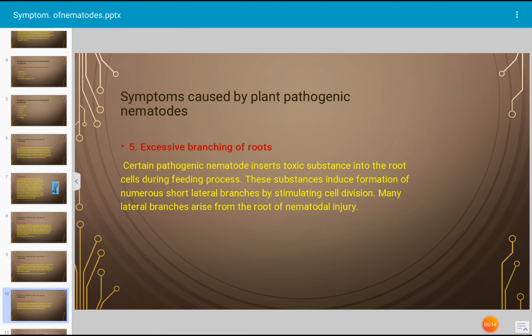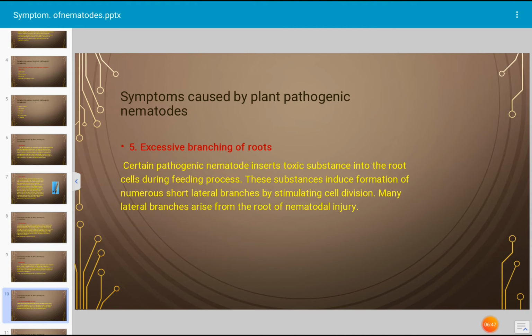Certain pathogenic nematodes insert toxic substances into the root cells during the feeding process. These toxic substances stimulate the root system, and several lateral branches are developed, and many lateral branches arise from the root because of the nematodal injury. Such excessive branching of the root is a type of symptom caused by nematodal pathogen, and the name of the symptom is excessive branching of the roots.